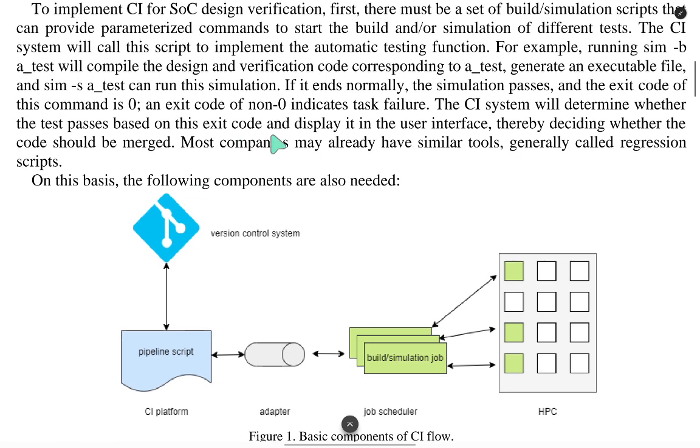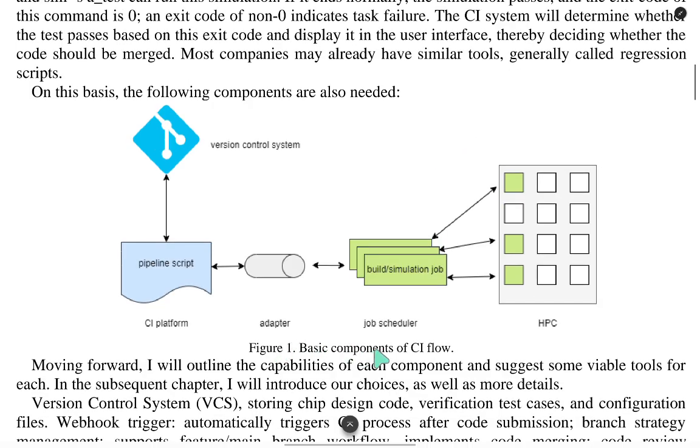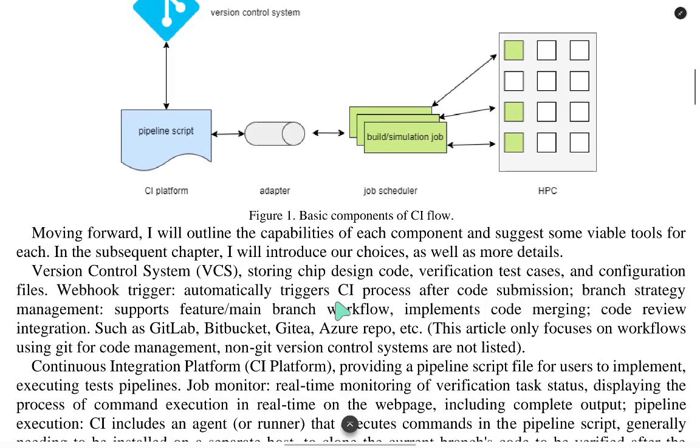Most companies may already have similar tools, generally called regression scripts. On this basis, the following components are also needed. Figure 1. Basic component of CI flow. Moving forward, I will outline the capabilities of each component and suggest some viable tools for each. In the subsequent chapter, I will introduce our choices as well as more details.